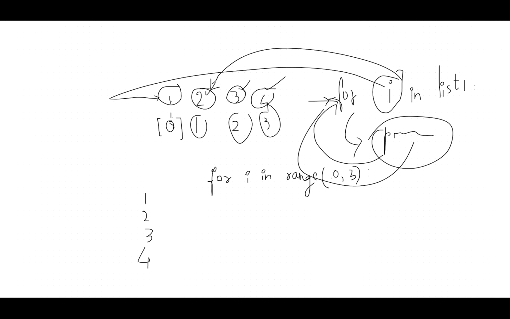Again, print statement. Print I. So how does it execute? For I in range of 0 to 3. So the I will take up the values from this range function. If you mention a list, I will take up the values from the list. If you mention a range function, I will take up the values from the range function. Okay.